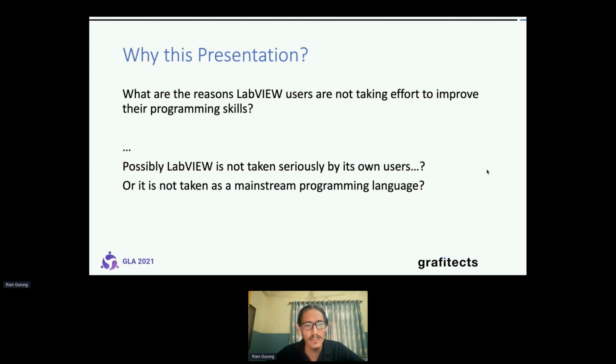Why? What are the reasons LabVIEW users are not making the effort to improve their programming skills? And possibly LabVIEW is not taken seriously by its own users, or it is not taken as a mainstream programming language. These are the questions that can crop up for everyone.